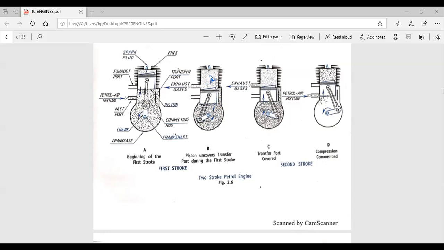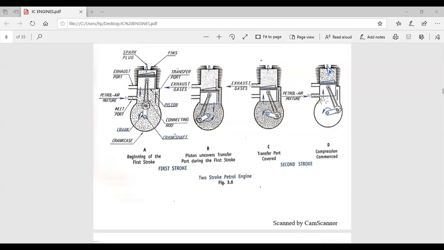During this stroke, the inlet valve is closed, the transfer port is open, and the exhaust port is also open. At this time, the fuel and air mixture rises upwards through the transfer port and fills the top portion of the cylinder, and compression takes place. At the end of the stroke, compression takes place.